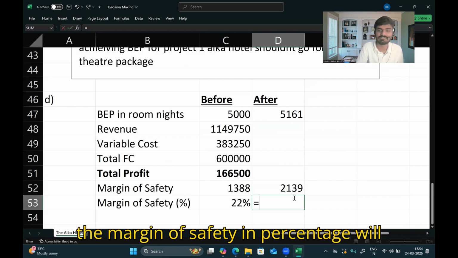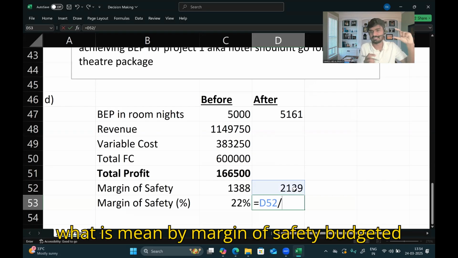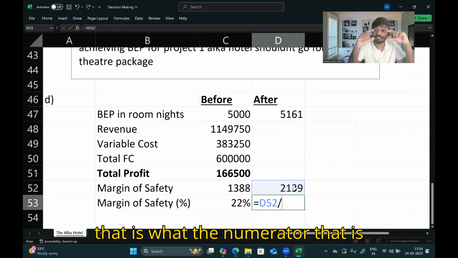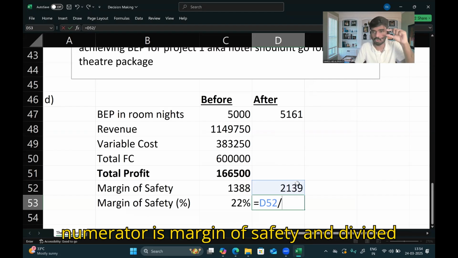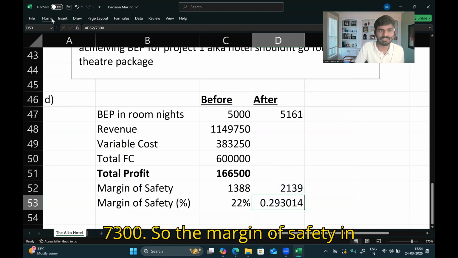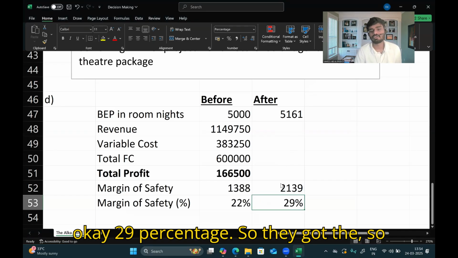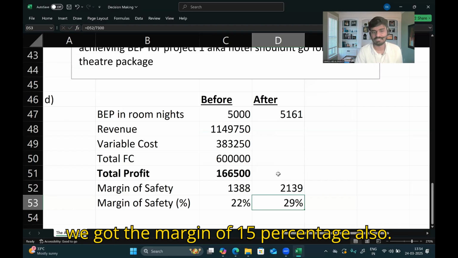So the margin of safety in percentage will be the margin of safety divided by the budgeted occupancy. What is meant by margin of safety? Budgeted sales units minus break-even point. That is the numerator, and it is divided by the budgeted occupancy, which means 7,300. So the margin of safety in percentage is 29%. Okay, we got the margin of safety in percentage also.